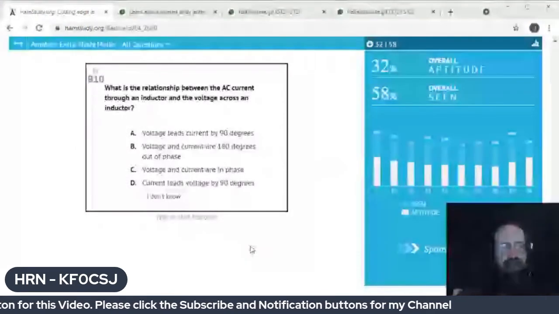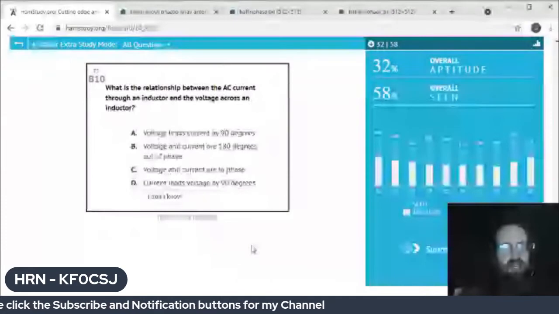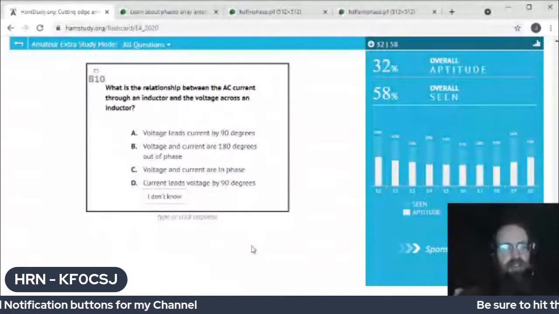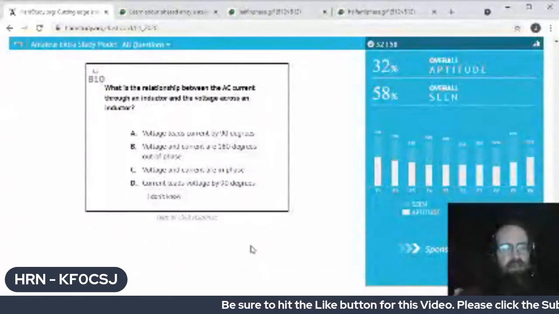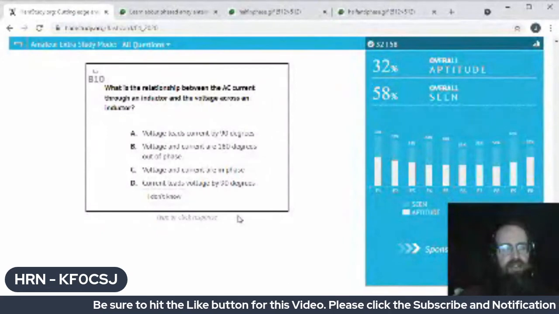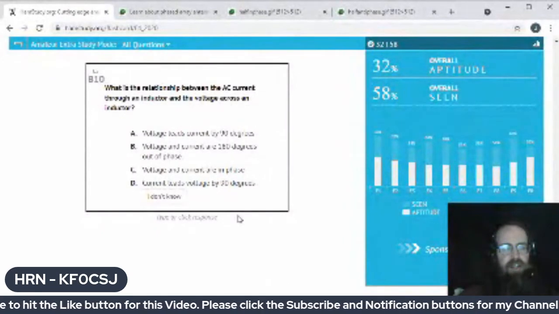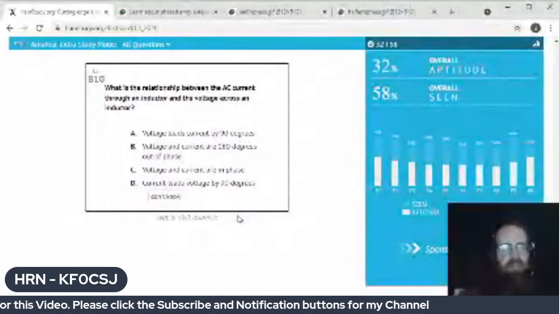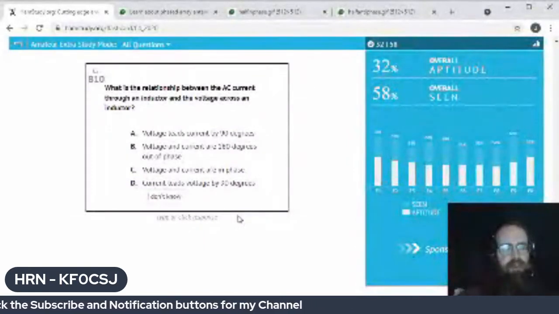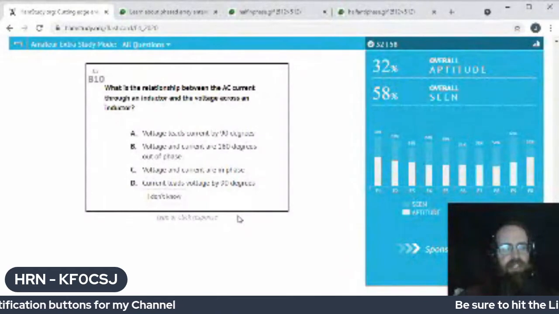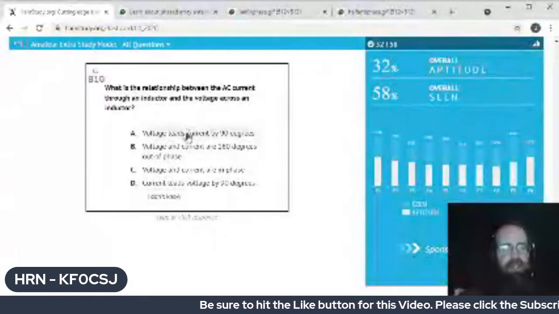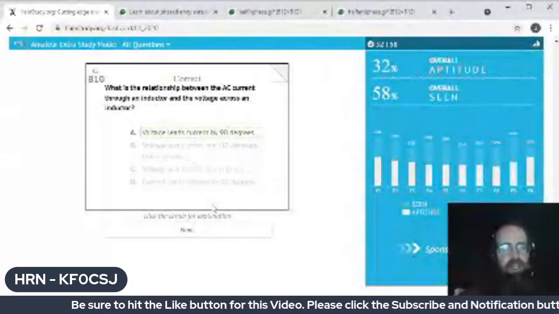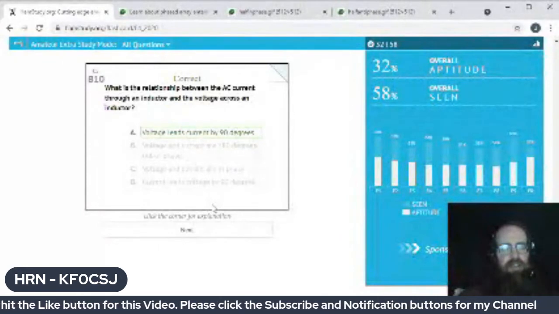What is the relationship between an AC current through an inductor and the voltage across the inductor? A, voltage leads current by 90 degrees. B, voltage and current are 180 degrees out of phase. C, voltage and current are in phase. D, current leads voltage by 180 degrees. And the answer is A.